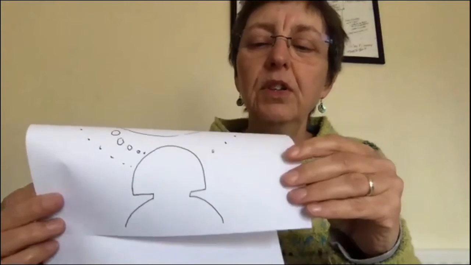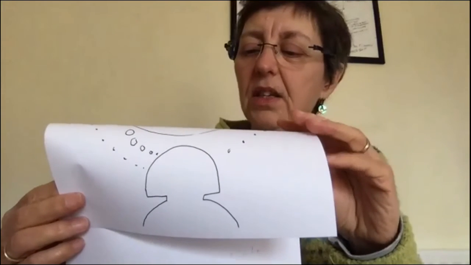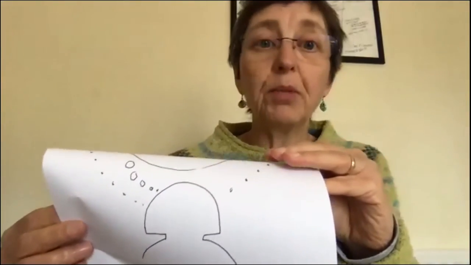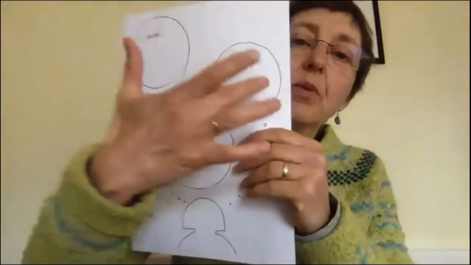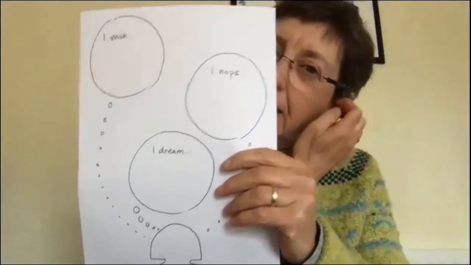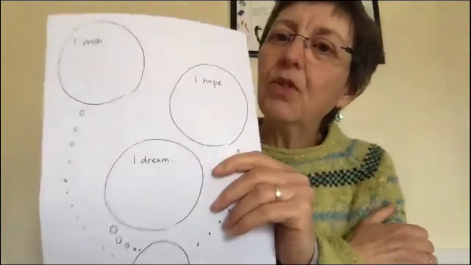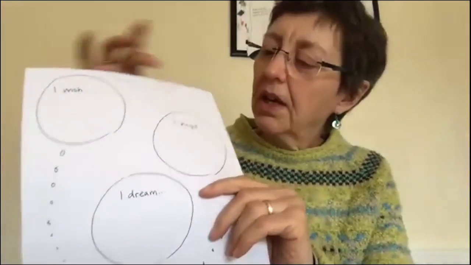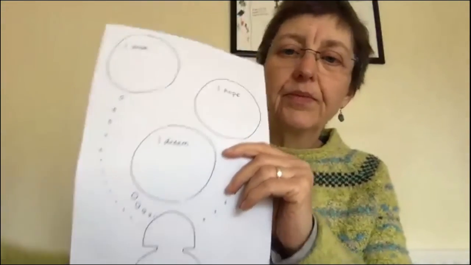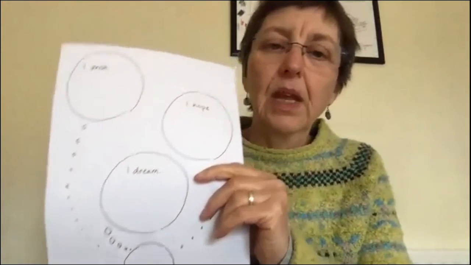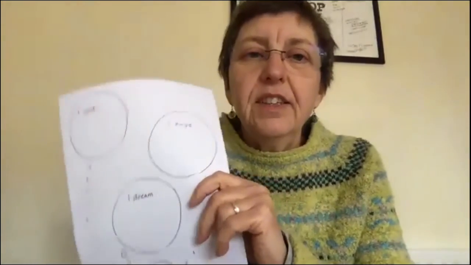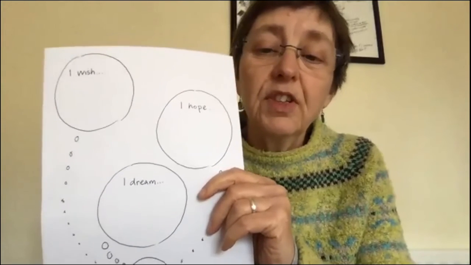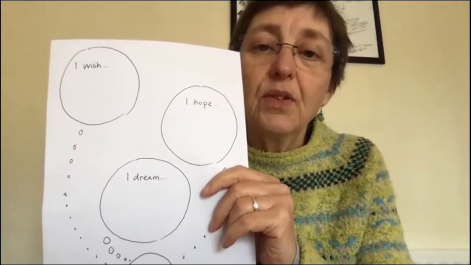And what I want you to then try and do is above her to draw 3 large thought bubbles. Okay. So 1, 2, 3. And in each thought bubble to write, I wish, I hope, and I dream. And don't rush this. You can write as many times, you can have as many thought bubbles as you want. I'm not just saying you have to stick to one for each of those.